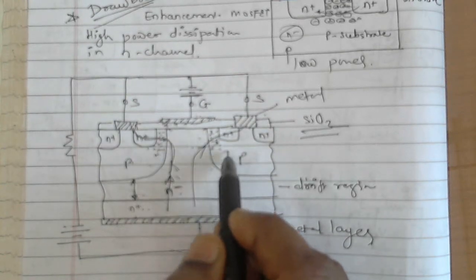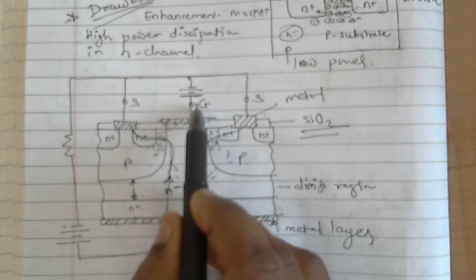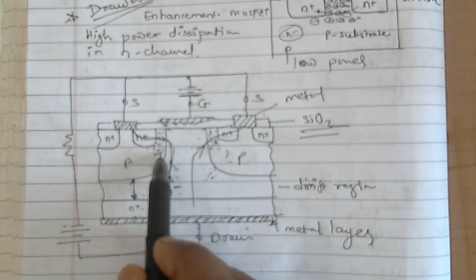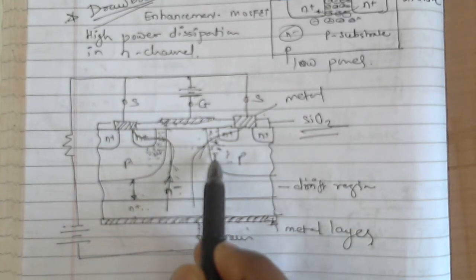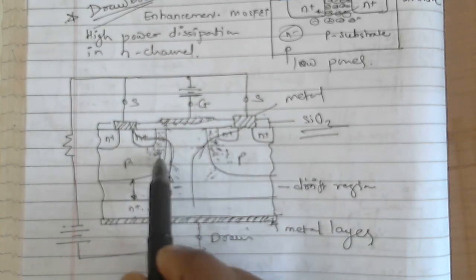This NP junction is reverse biased. Now, when the gate terminal is made positive with respect to the source, an electric field is established, and electrons from the N channel migrate into the P regions, as shown. Electrons get accumulated in the P regions, as you can see here.